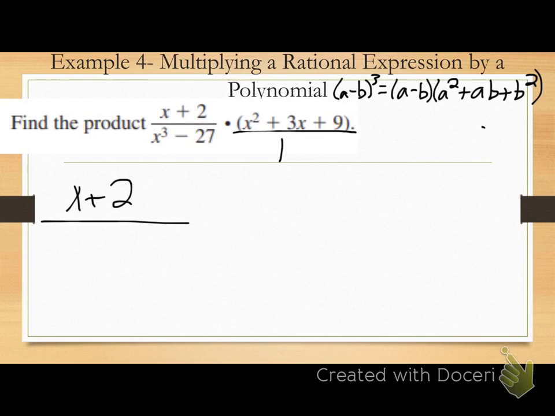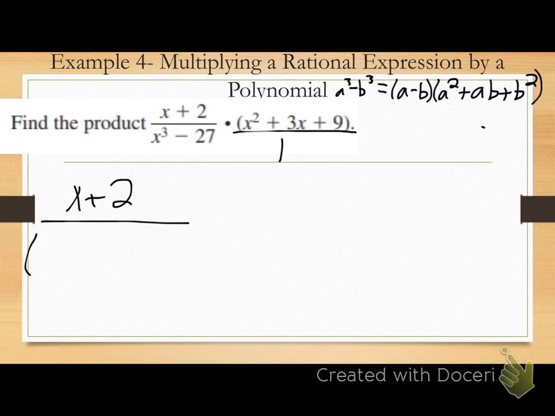So, I get my a and b values by taking the cube root of x cubed. So what's the cube root of x cubed? X. And the cube root of 27? 3. So I plug x in for my a's, and then 3 in for my b's. Okay? And I did write this wrong up here. This is a cubed minus b cubed. There we go. That looks better.